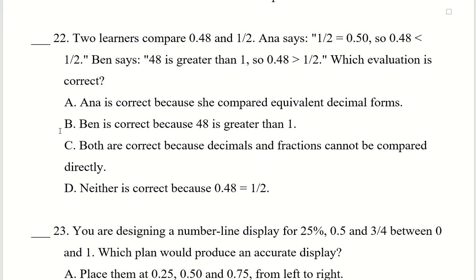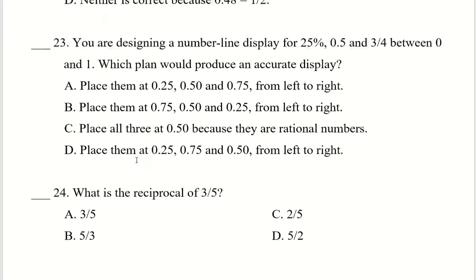Number 22. Two learners compare 0.48 and 1/2. Anna says 1/2 is equal to 0.5, so 0.48 is less than 1/2. Ben says 48 is greater than 1, so 0.48 is greater than 1/2. Which evaluation is correct? Of course, correct po yung 0.48 is less than 1/2, which is Anna. So 22 is A. Anna is correct because she compared equivalent decimal forms. Again, mas okay po na gagawin yung decimal yung mga given.